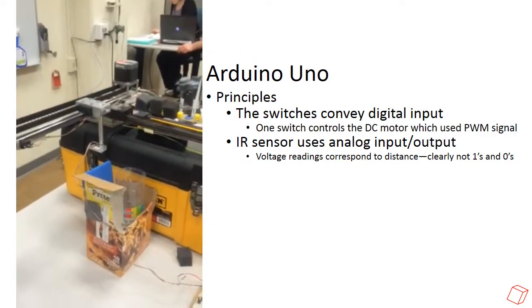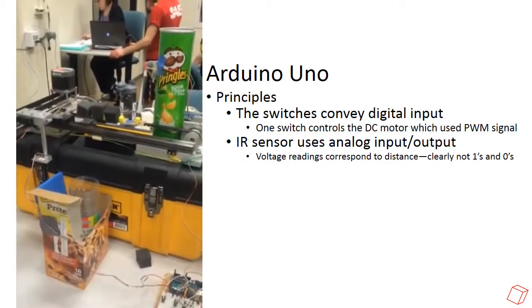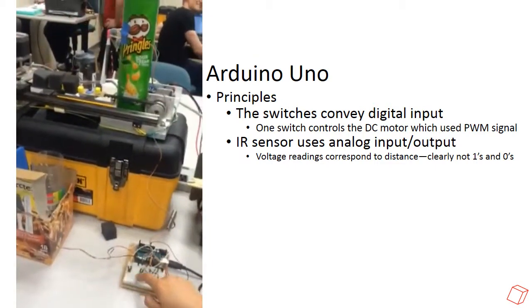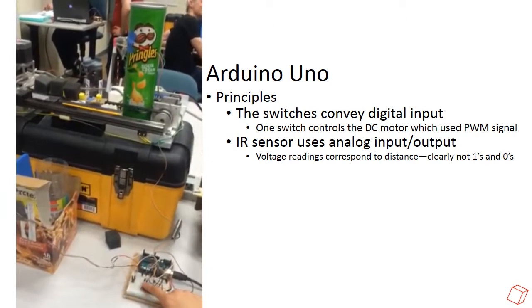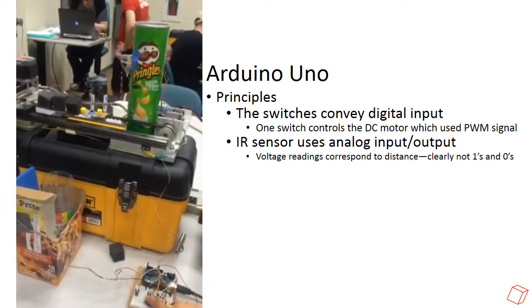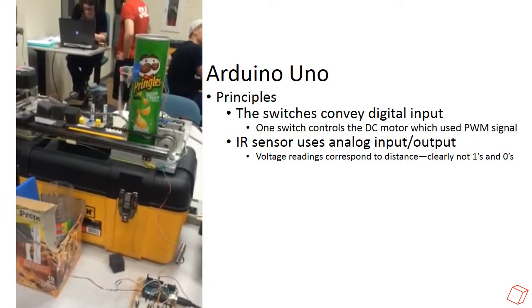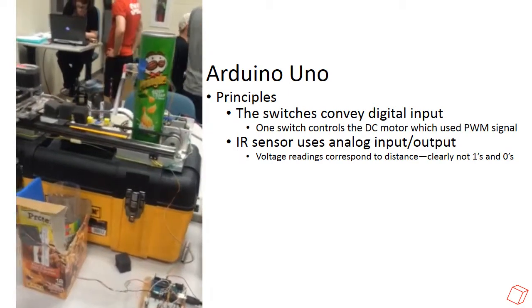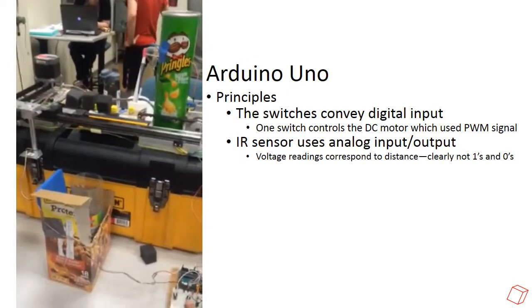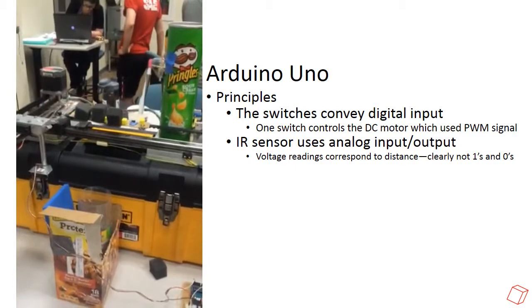Digital and analog signals are the main principles at practice in this project. The switches convey digital input. One switch controls the DC motor as shown above, and the DC motor uses PWM signal, which allows the motor to have multiple speeds, but for this project only off and max speeds are used.